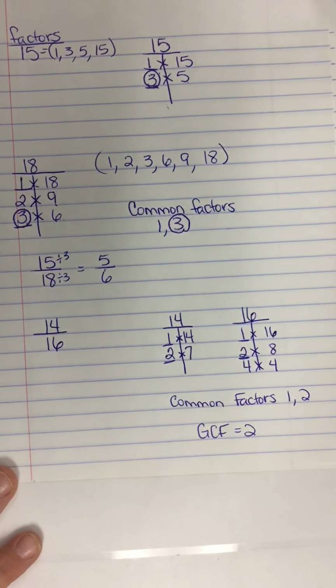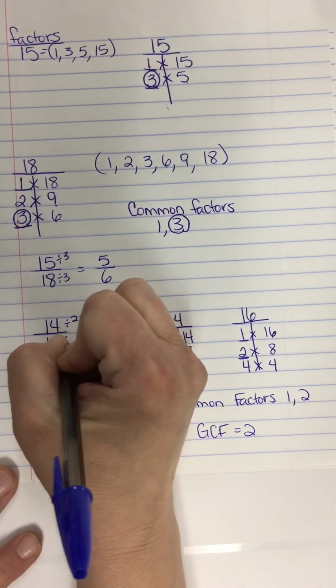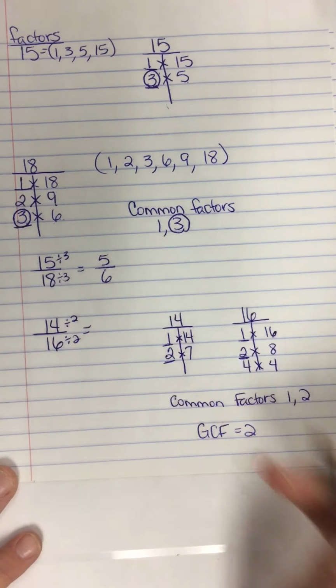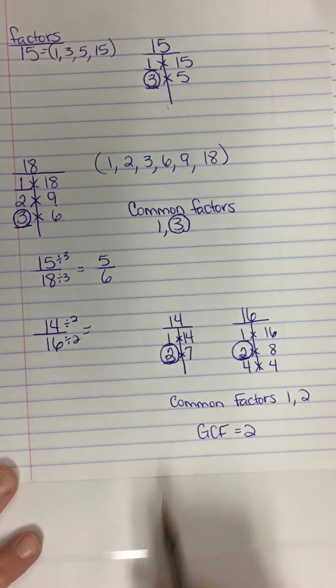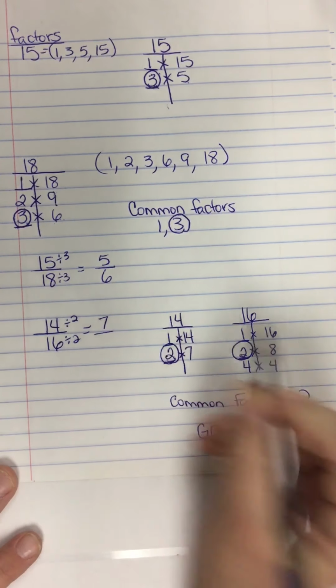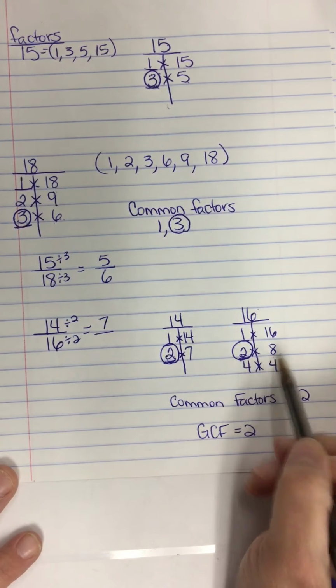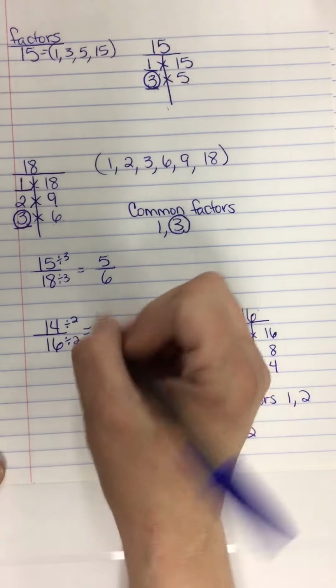But the GCF is 2. So I'm going to divide the top and bottom by 2. Again, I'm going to use my chart. Circle the 2 because it's my greatest common factor. 14 divided by 2 is 7. 16 divided by 2 is 8. 7/8. Okay.